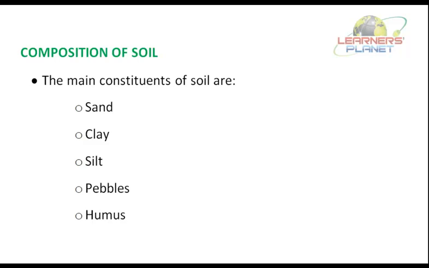Students, the inorganic materials are the rocks that have been broken down into smaller pieces. So the size of the pieces varies. It may appear as pebbles, gravel, or as small as particles of sand or clay. So remember that soils are a mixture of different things. There is not only one thing present in soil, but many things. The main constituents of soil are sand, clay, silt, pebbles and humus.